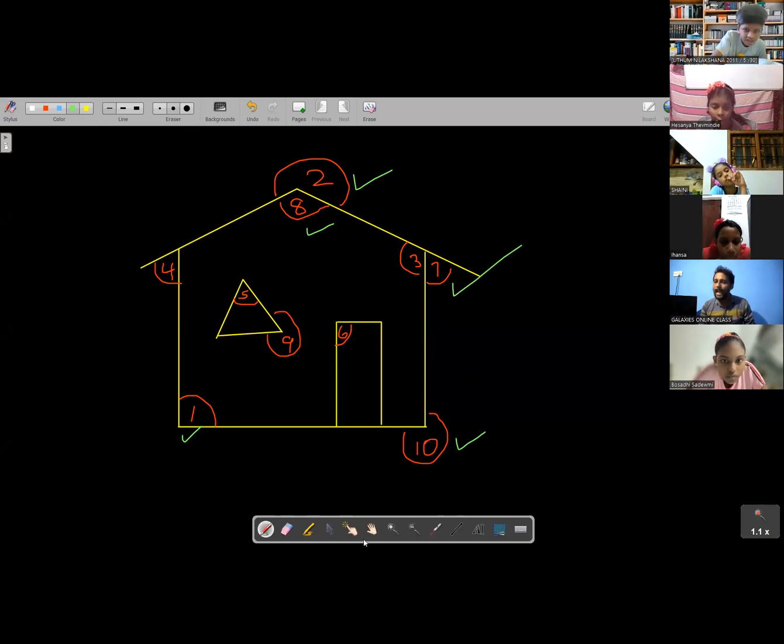Acute angle. Number 6. Right angle. It is a right angle. Number 4. Acute angle. Number 3. Obtuse angle, no?